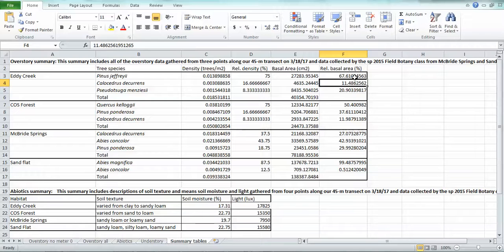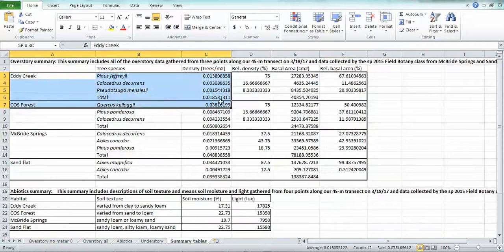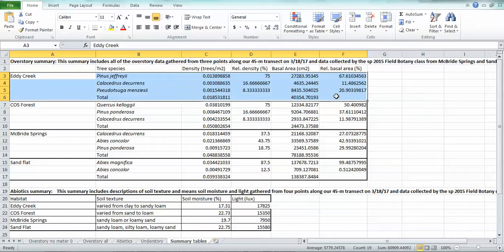The relative basal area shows us what percent of the total basal area was represented by each species. So Jeffrey pine was 67% of 40,354 centimeters. Calocedrus decurrens, or incense cedar, was 11.5%, and Doug fir was roughly 21%. So hopefully that gives you a sense of what these overstory data represent.